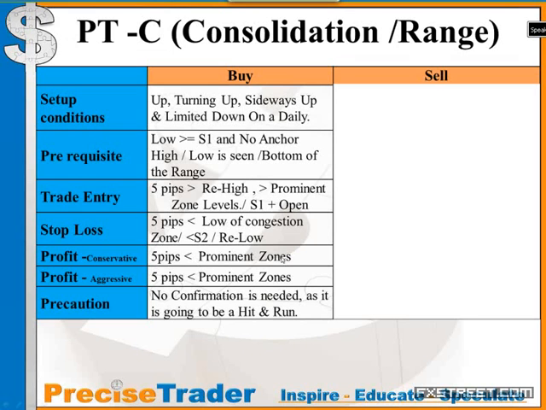When we say prominent zones, it can be because it's in a range. So we wouldn't know whether R1 and R2 can be before that. So sometimes when we look at the chart, we see whether we want to exit before that level. So this is all basically a hit and run, right?